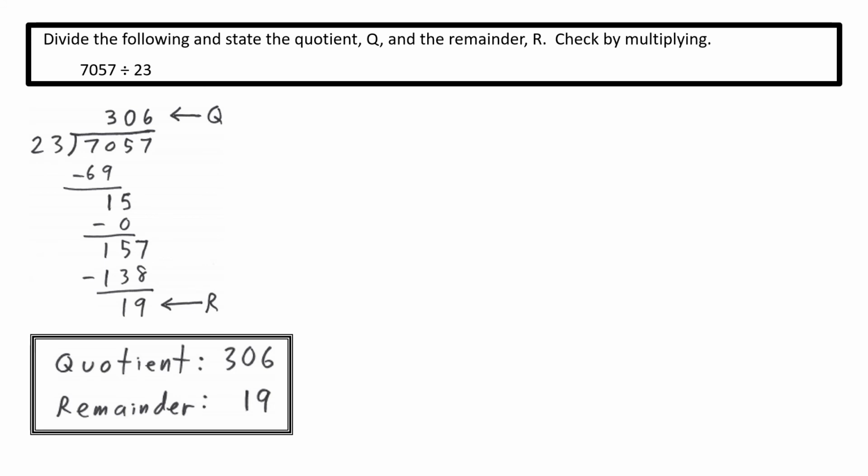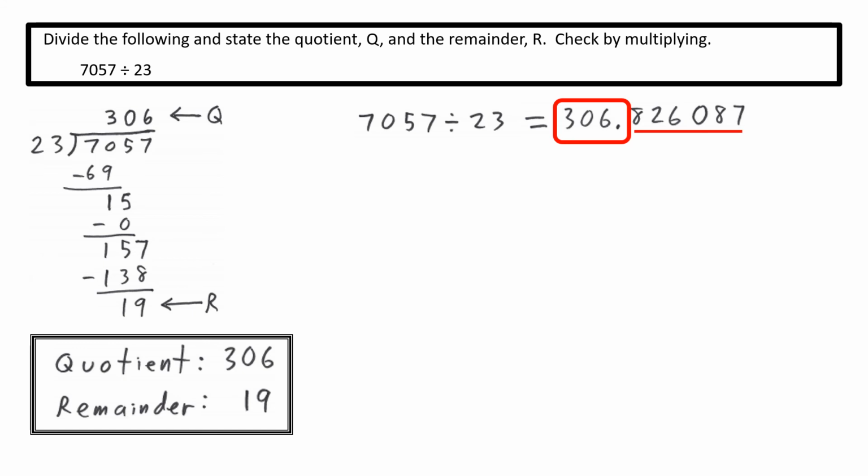But I mentioned that we were going to do this with a calculator. So on our calculator, we can type 7,057 divided by 23, and there's the result. Notice that the number to the left of the decimal, 306, is our quotient. So the calculator is very efficient at giving us our quotient. But notice the decimal doesn't clearly indicate that the remainder would be 19.